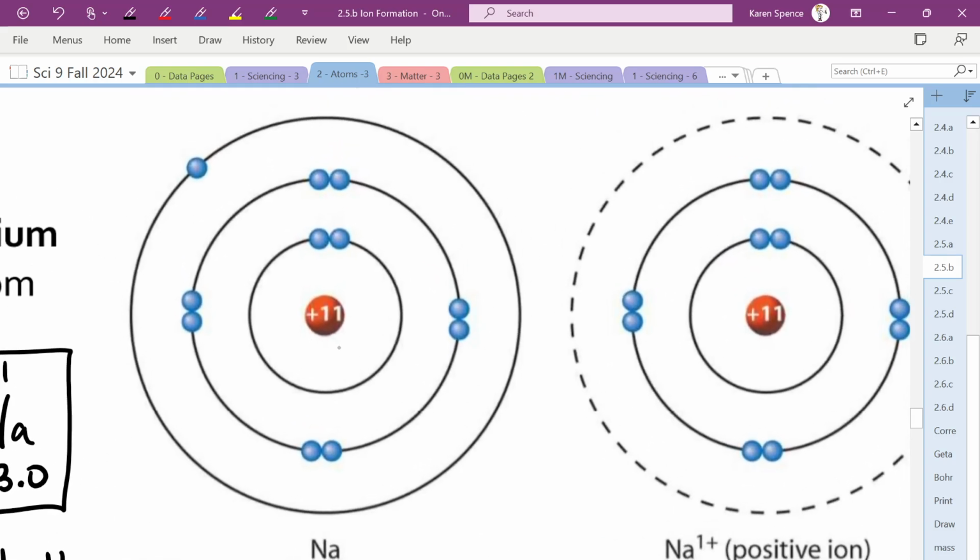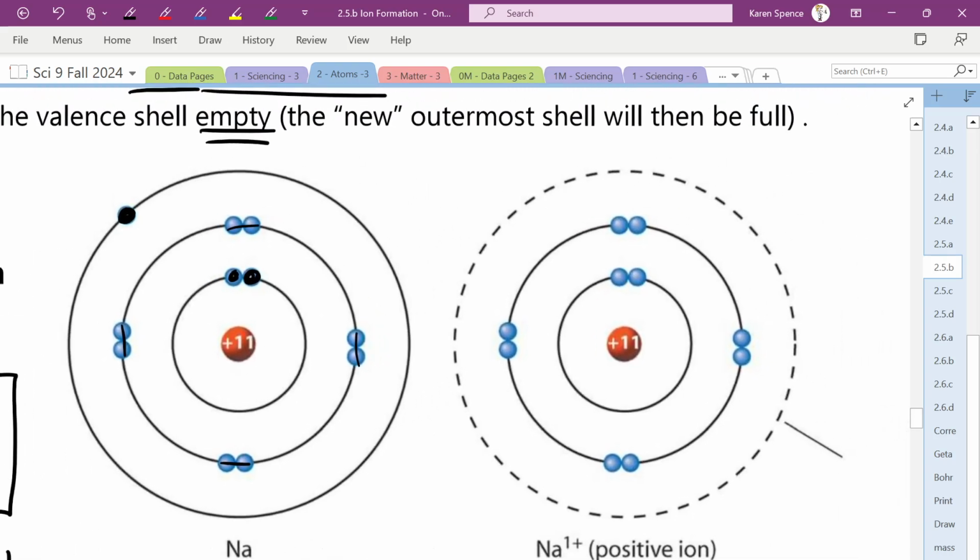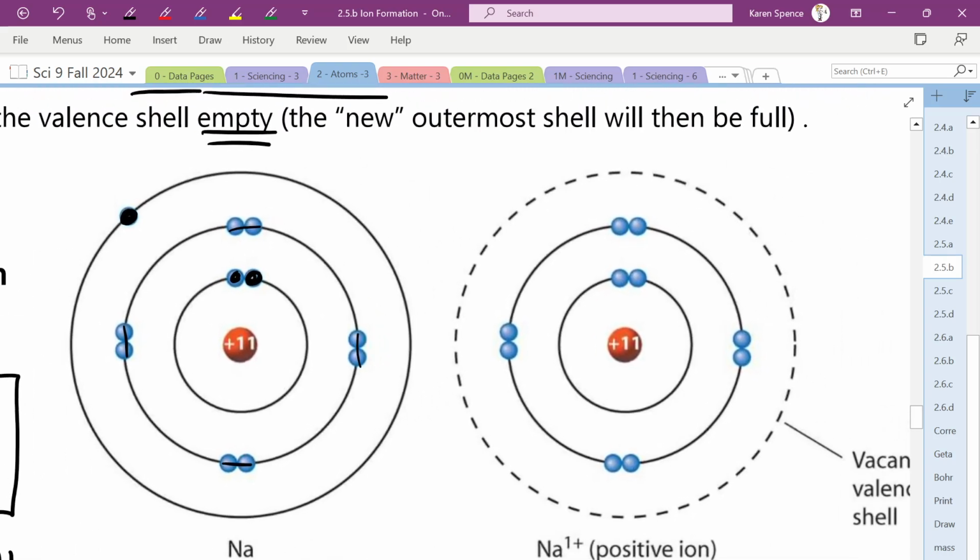You can see in our nucleus, we've got positive 11. We got 2 electrons on our first shell, and then 8 on our second shell, and that gives us 10, and our 11th is on the valence shell. What will this atom do to become stable? It's going to lose 1 electron to become stable.